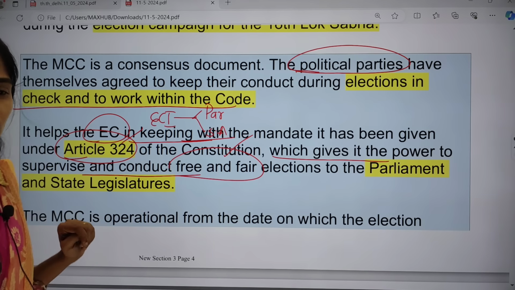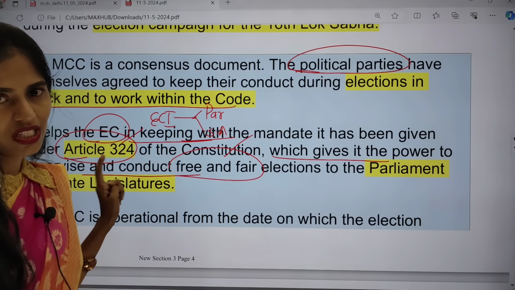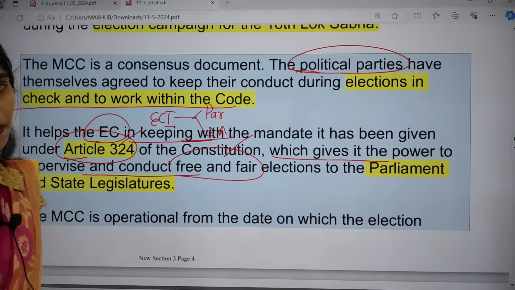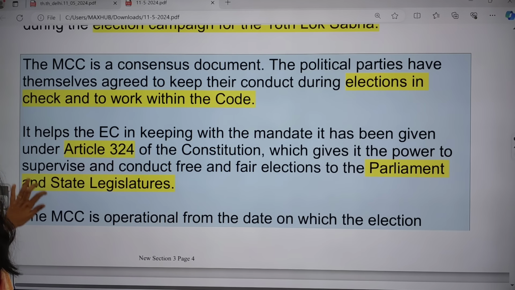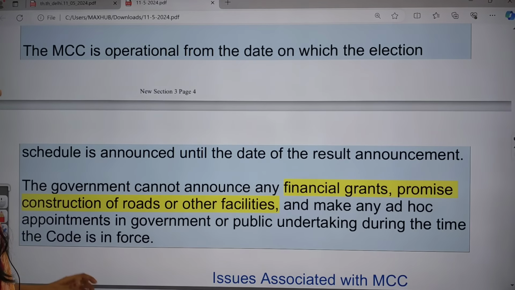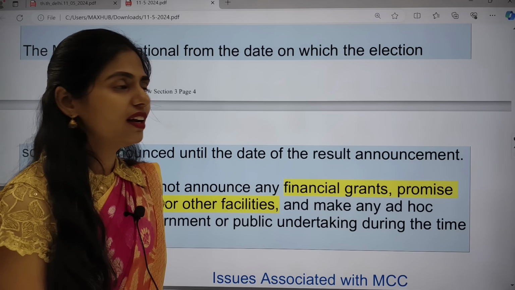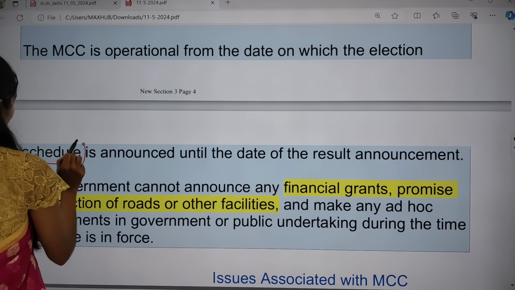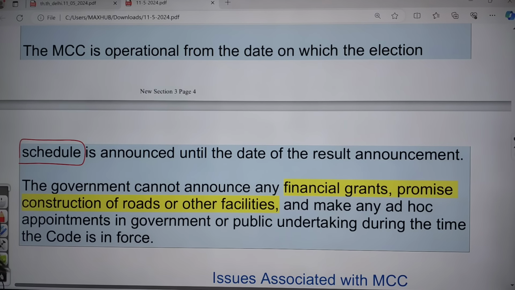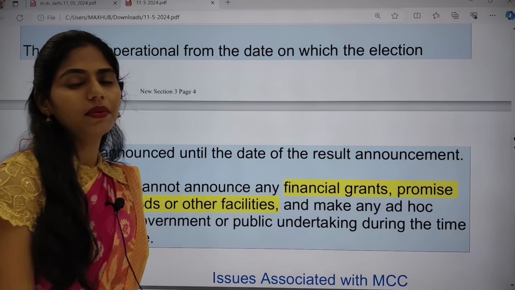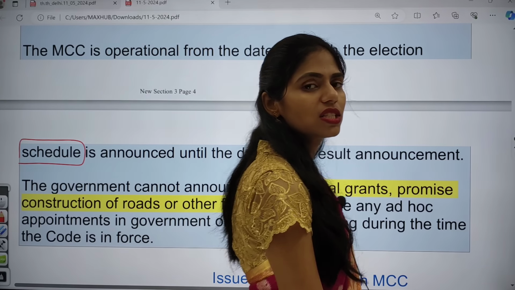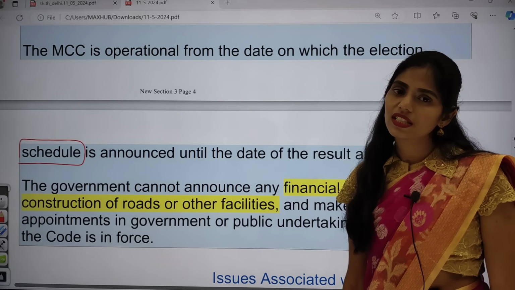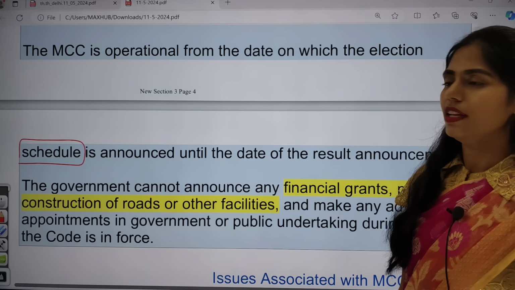So to conduct elections in a free and fair manner, this article says that yes, the Election Commission can impose the model code of conduct. Clear? This model code of conduct is operational from the date when the election schedule is announced. When does it start? On the date the election schedule is announced, and it stays till the last date on which the election result is announced. In all these days, the model code of conduct will be there.